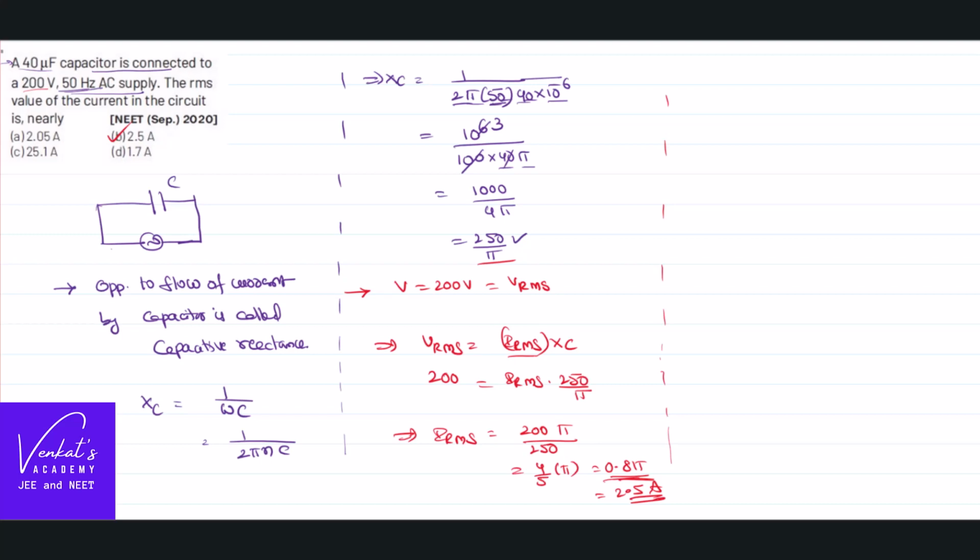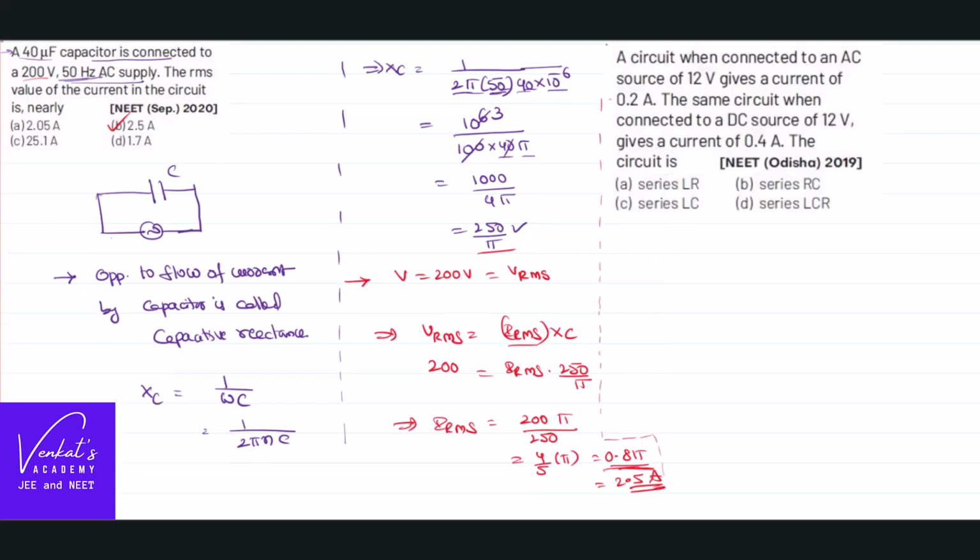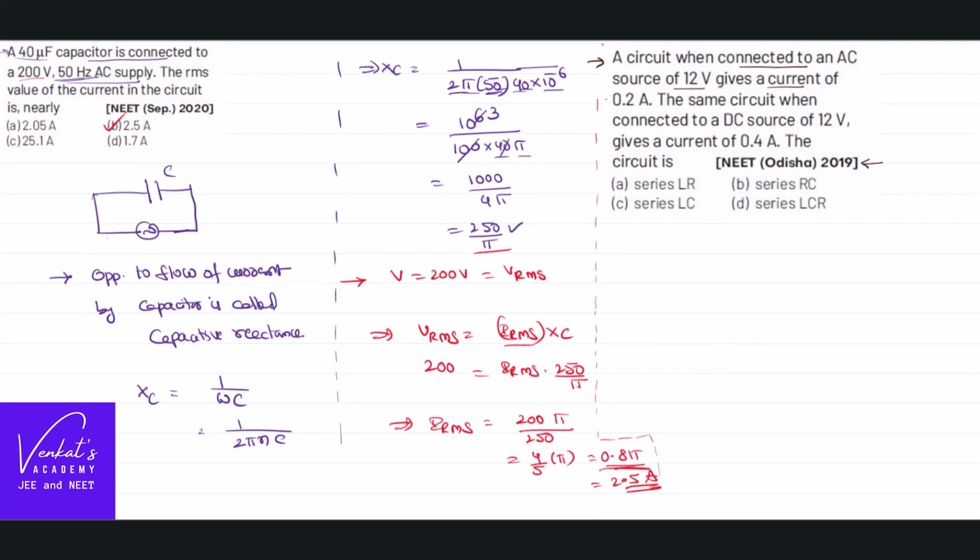Thank you for watching. Let us solve another simple problem that was given in NEET 2019. It says a circuit when connected to an AC source of 12 volts gives a current of 0.2 amperes. So the voltage given in case 1, that is in AC, is 12 volts, current is 0.2 amperes.